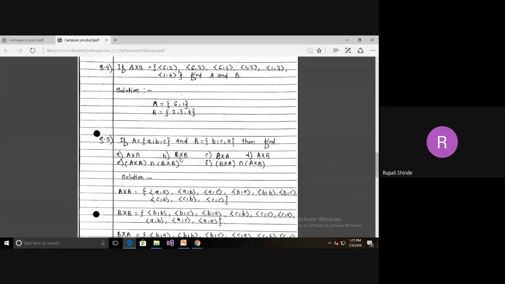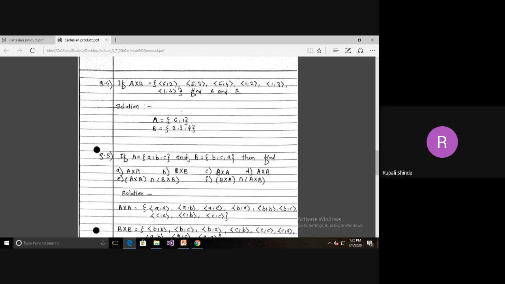Now the next one is B Cartesian product B. At least try for this one, B Cartesian product B. Take 2 minutes and tell me what is the answer for this Cartesian product.